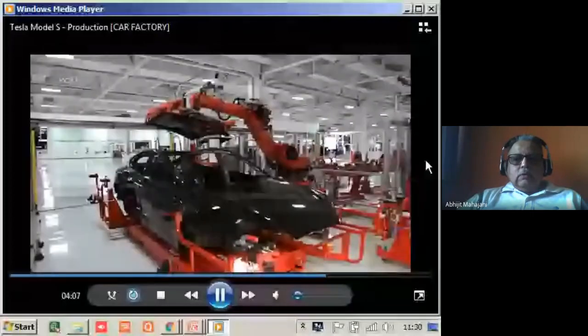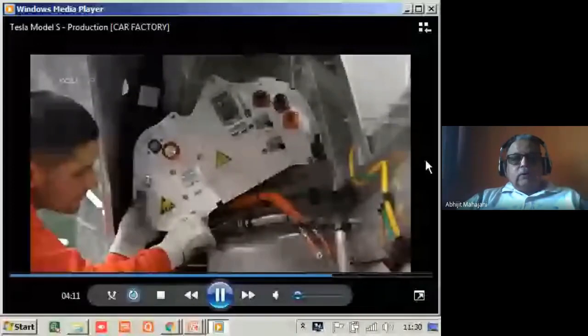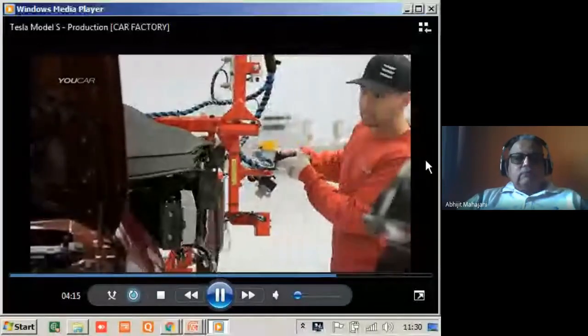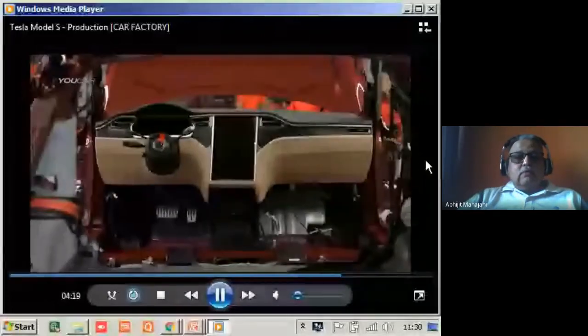Now this is a critical component, so it is being done manually. The dashboard. This is one process which people have not been able to automate even today. Wheels are getting attached.